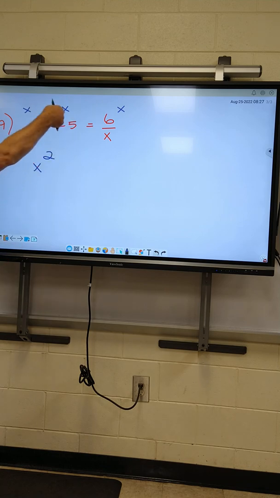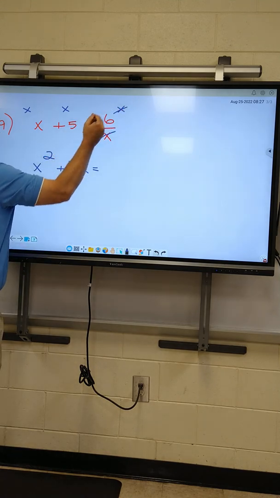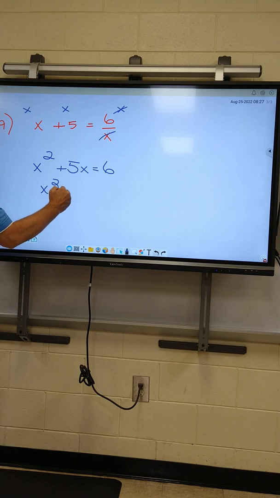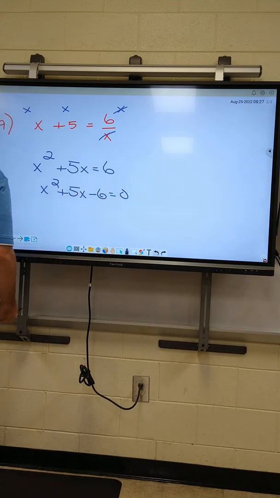All right, what do I bring down here? 5 times x is 5x. All right, what do we bring down here? The x's can cross out on this one. You just bring down a 6. So that was pretty easy as far as getting rid of the fraction, getting to something now that's a quadratic that we can either factor or do quadratic formula. So I'm going to move my 6 over, and I'm going to let you guys do quadratic formula from there.